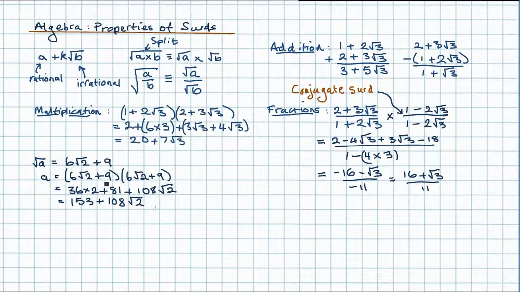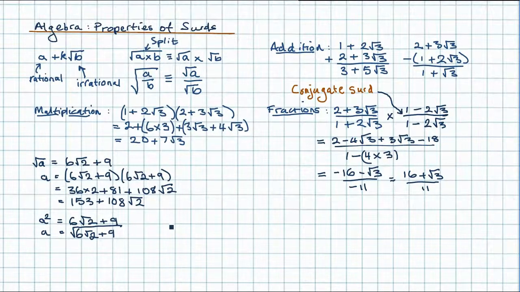Now, what if we wanted to work in the opposite way? So this time we're going to have something like a squared equals, let's use the same numbers, 6 root 2 plus 9. Then what we would have to do is take the square root of both sides to get a. So a equals square root of 6 root 2 plus 9. Okay. So that's our challenge. Can we square root 6 root 2 plus 9?